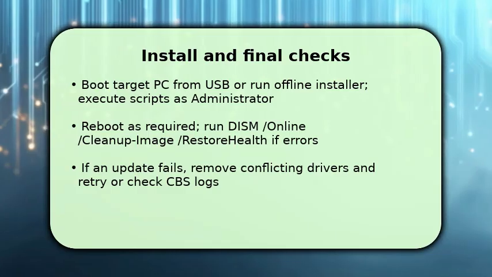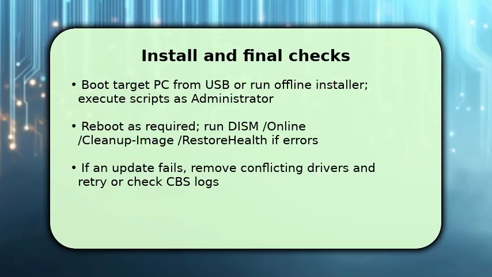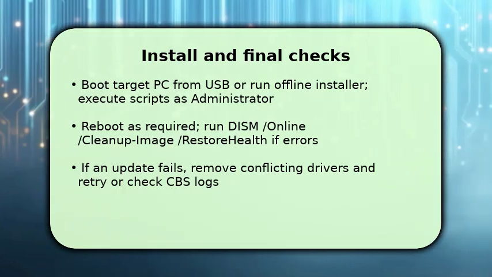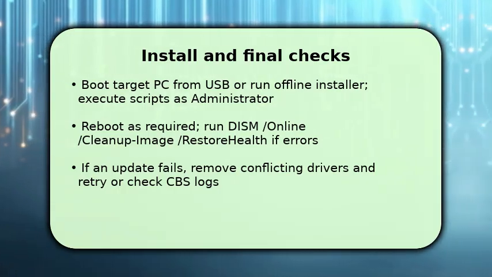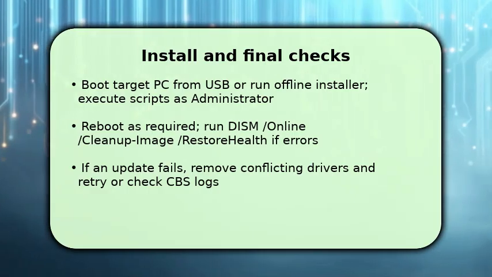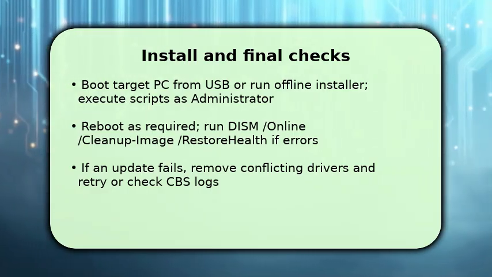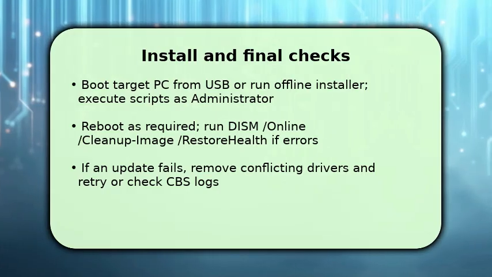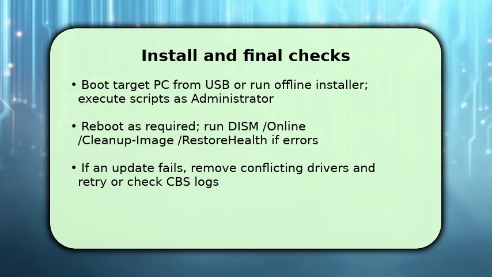Plug the prepared USB into the offline PC and either boot the installer or run the update scripts elevated inside Windows. You apply MSU/CAB files in the documented order, then reboot when prompted and repeat until no updates remain. Once done, run DISM and SFC checks to validate image health and clear pending operations.